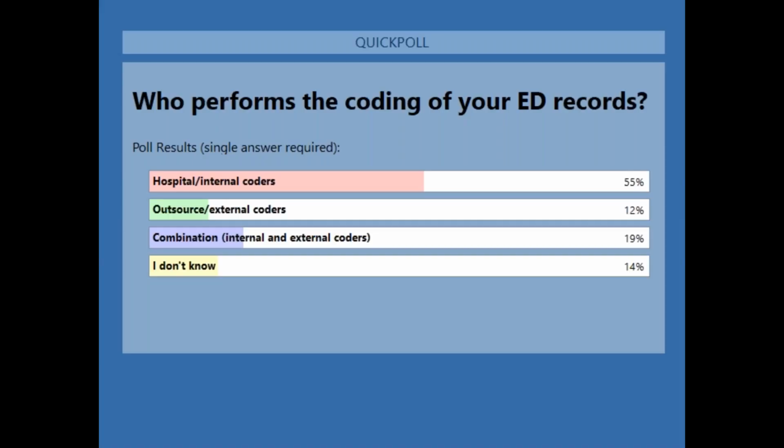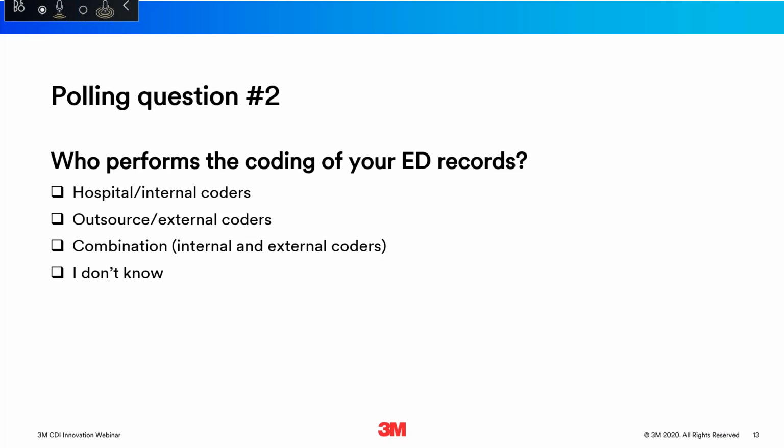Okay, we had 55% say hospital internal coders, 12% outsource external coders, 19% combination of internal external coders, and 14% I don't know. Okay, so yeah, those of you that have external coders, make sure that if you're not getting it from the vendor, that you're doing some auditing of those coders as well. Again, out of sight, out of mind doesn't fit here. You still are responsible for the accuracy of the codes that they're reporting and those claims going out the door.